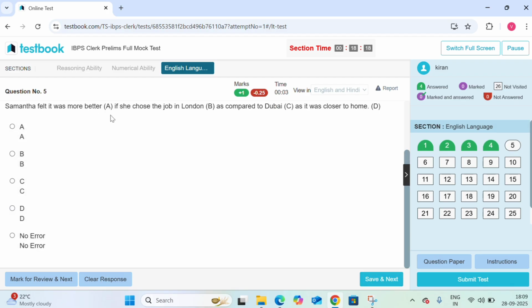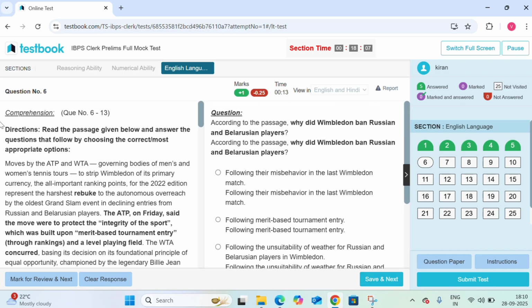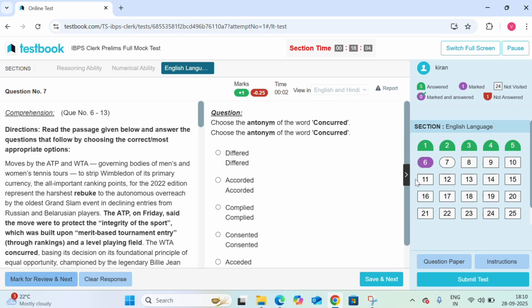Samantha felt it was more better if she chose the job in London as compared to Dubai as it was closer to home. More better. Okay. Next. Morphology.